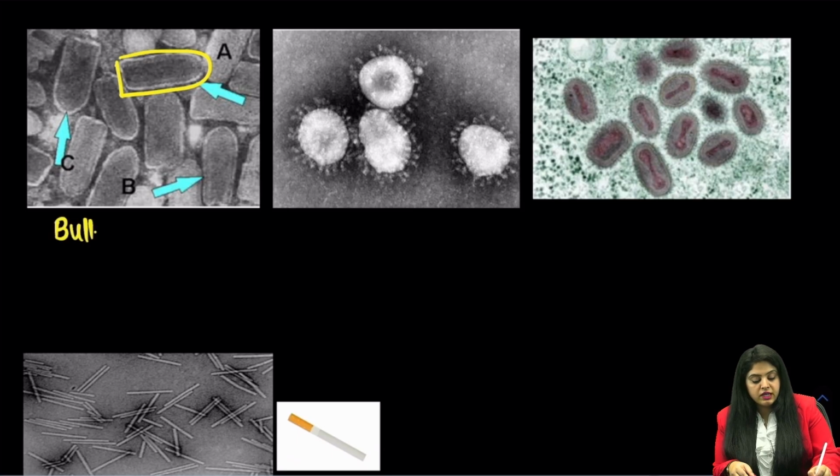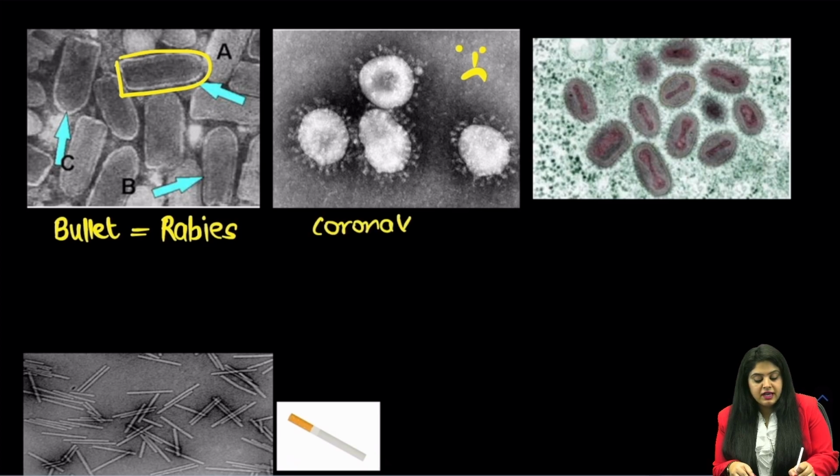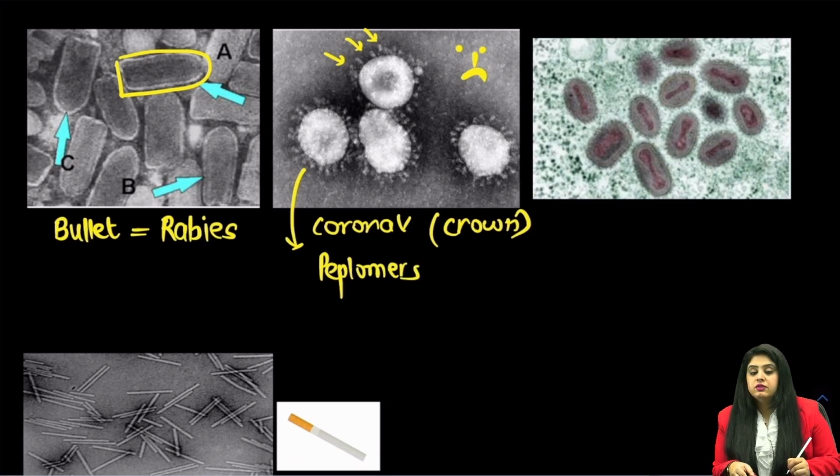A bullet is going to kill, of course. What is going to kill? Rabies is going to kill. So the rabies virus is a bullet-shaped virus. The virus that ruined 3.5 years of everyone's life, that is coronavirus. And everyone knows that corona means crown. It looks like a crown, and what is giving it that crown? These are the peplomers. It basically contains peplomers.